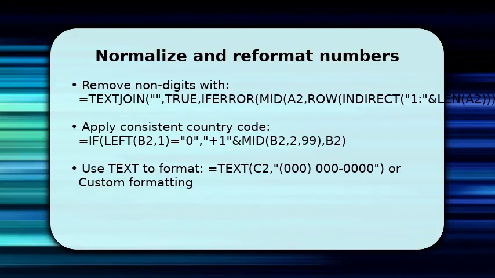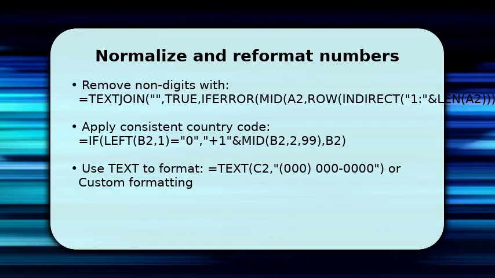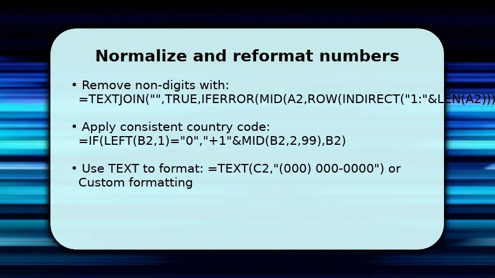Then apply a rule to prepend a country code or drop leading zeros depending on your scheme. For example, add +1 for US numbers. Once normalized, use text or a custom format like 000-000-0000 to present numbers uniformly. This ensures functions and exports treat entries predictably.